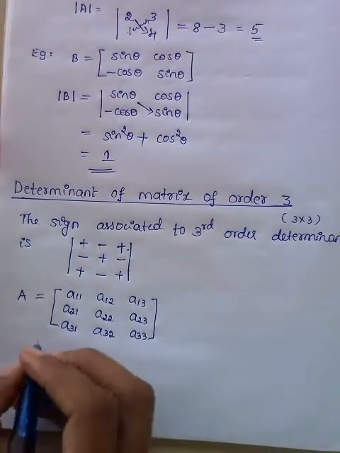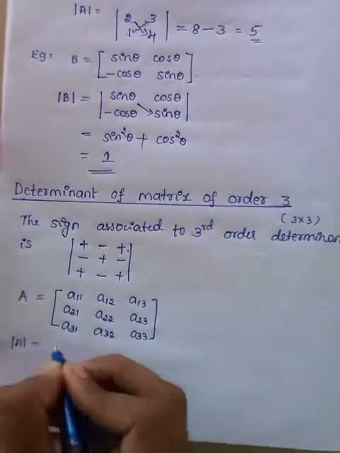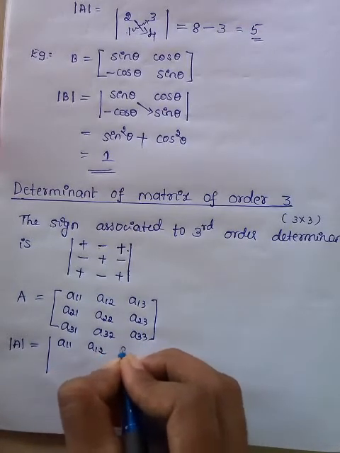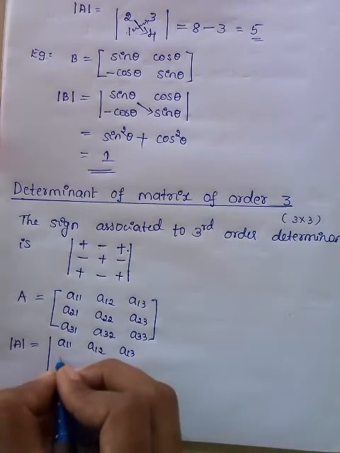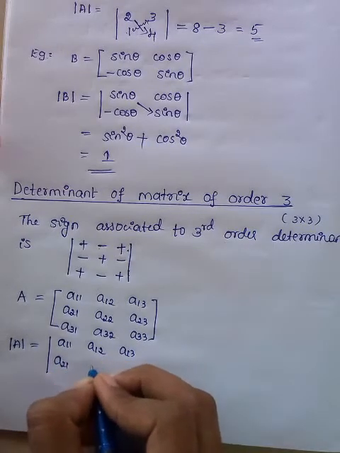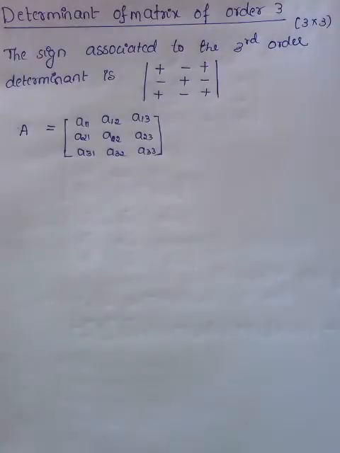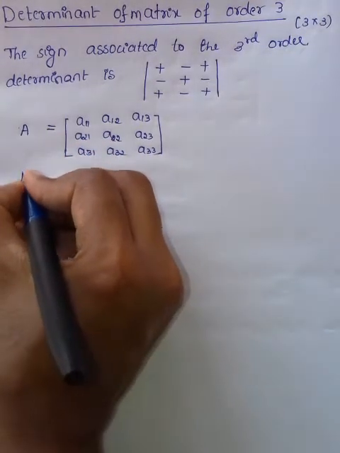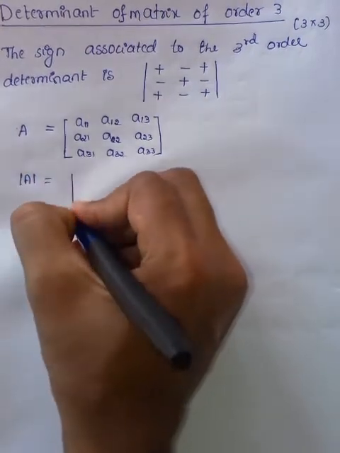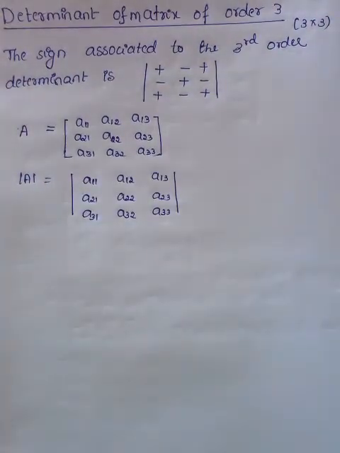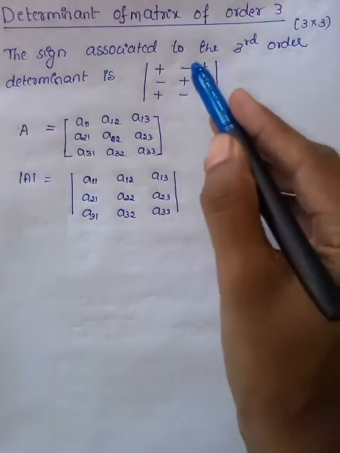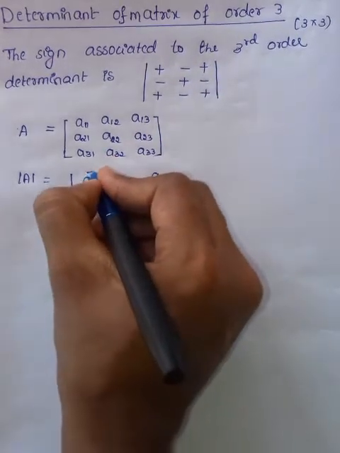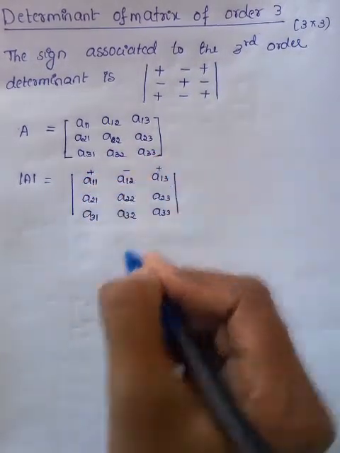Now the determinant of this matrix A will be A11, A12, A13, A21. Let's consider a general square matrix of order 3. Now the determinant of matrix A is equal to... The sign associated with the third order determinant is plus, minus, plus. So the signs here are plus, minus, plus.